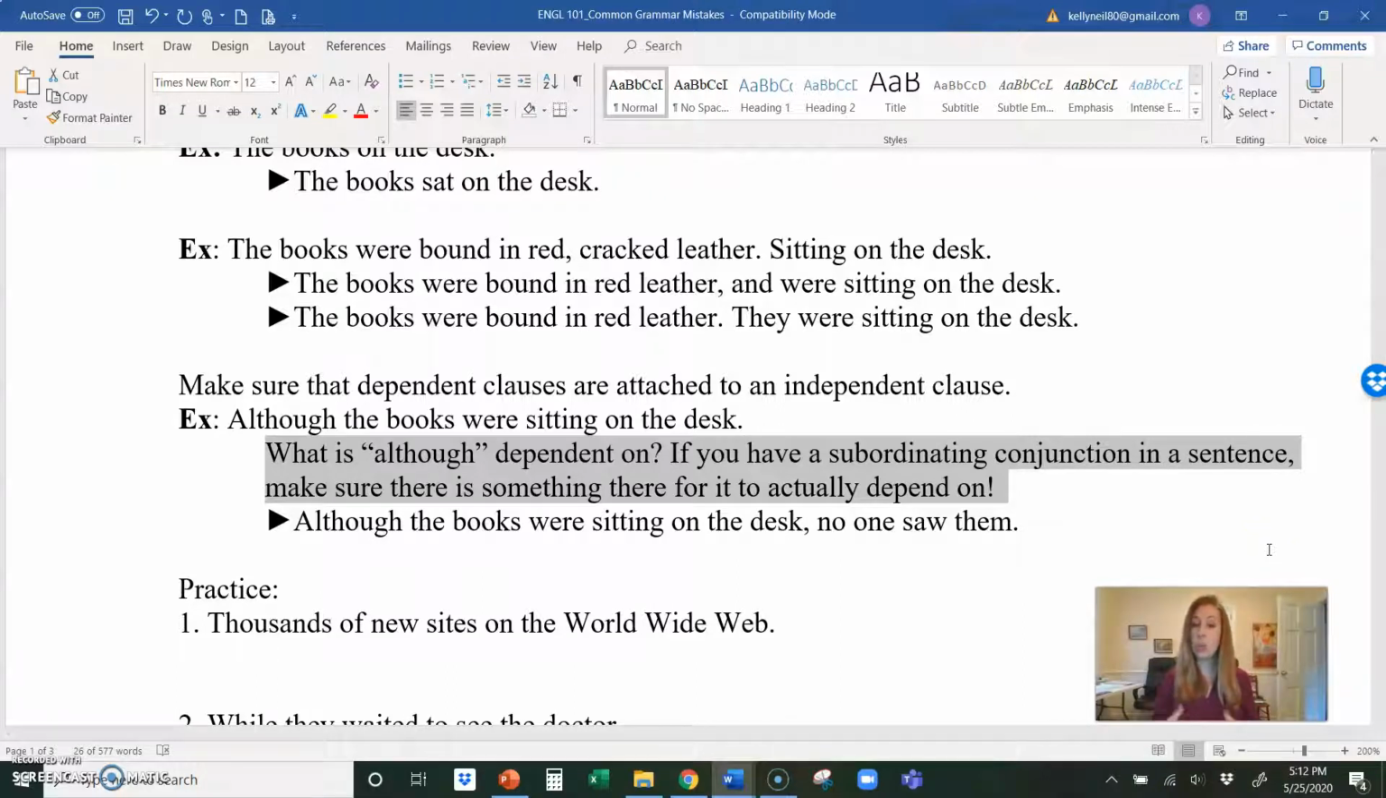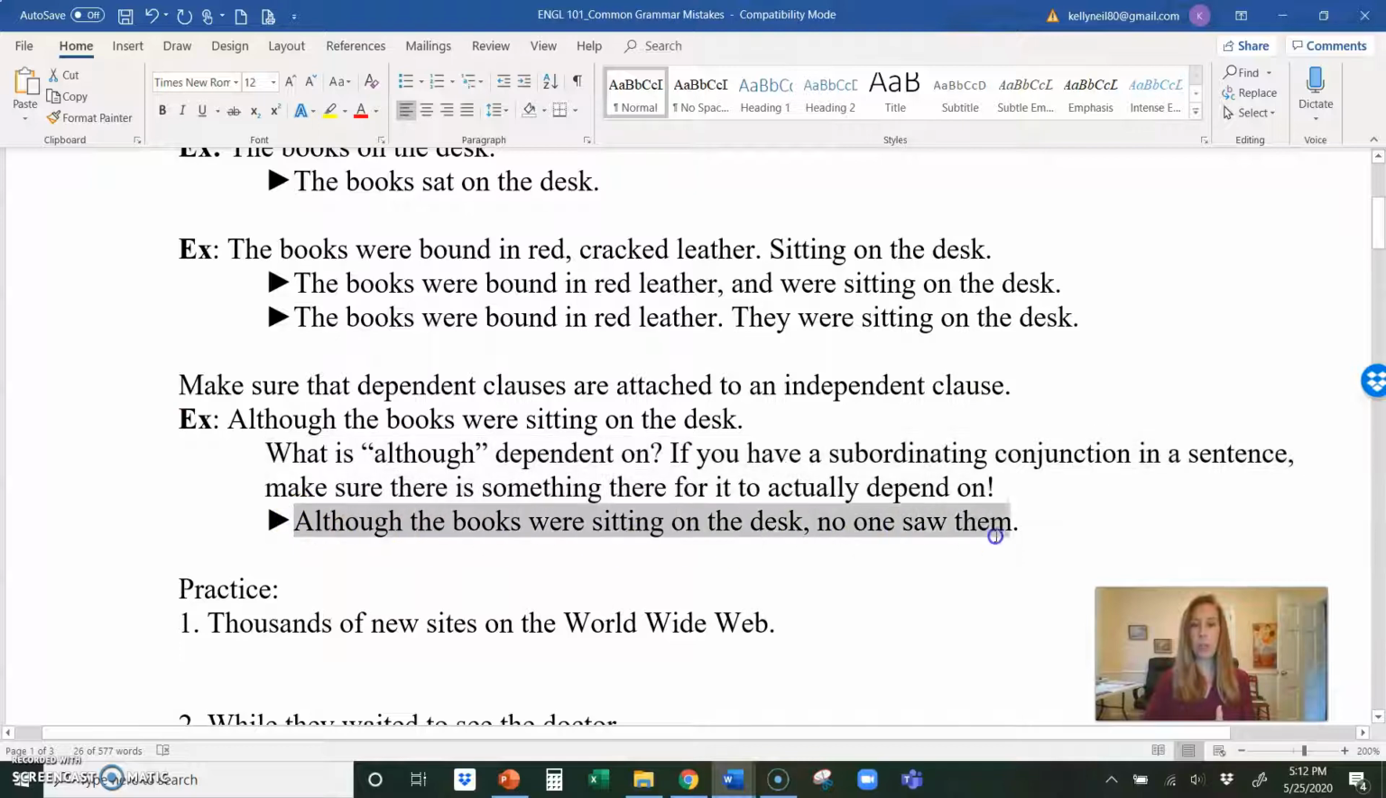So what I can do is just add that dependent clause to an independent clause, like this maybe. Although the books were sitting on the desk, no one saw them. The second part here, no one saw them, that is my independent clause. I can attach my dependent clause in the beginning to that sentence, no one saw them, and now I have fixed the problem of my fragment, okay?